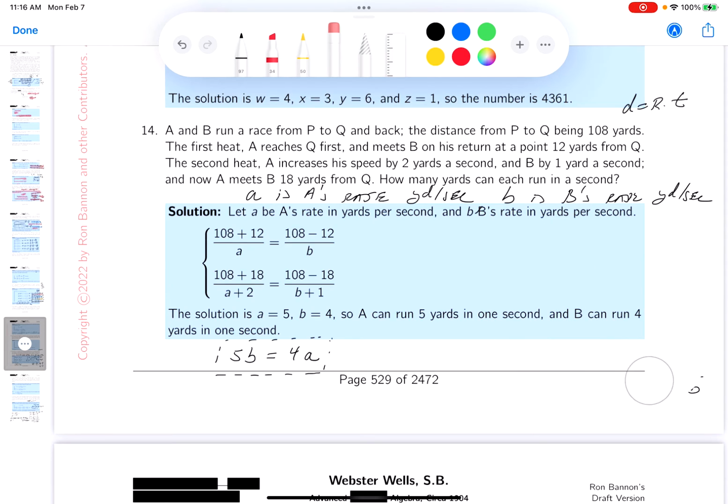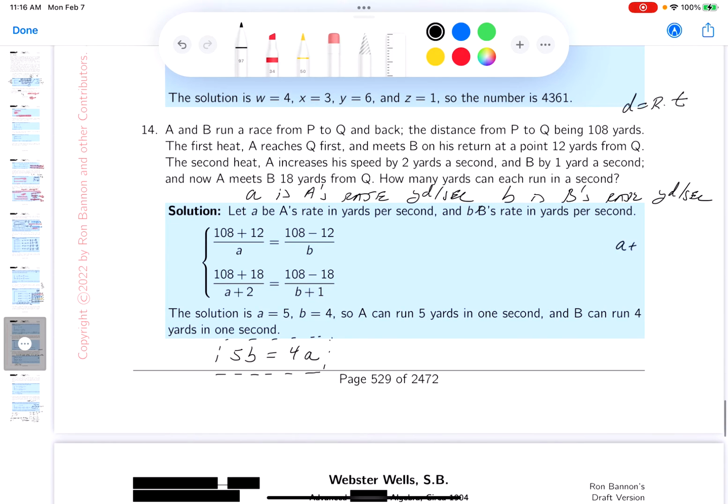And now let's talk about the second part, the second race. Again, A still represents the rate of A in yards per second, and B still represents the rate of B in yards per second. But now in the second race, what happens? Well, if you read through it, it's really a very similar story, but it goes on to say that in the second race, A increases speed by 2 yards per second. So A's rate would be A plus 2. He's increasing it by 2 yards per second. And B's rate is being increased by 1.